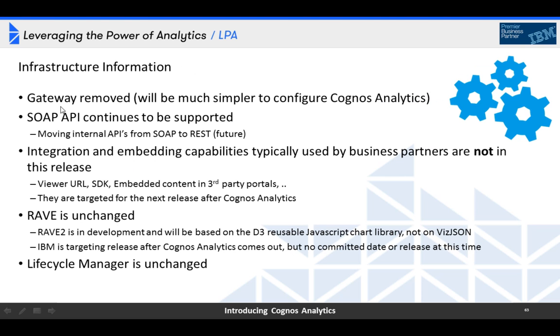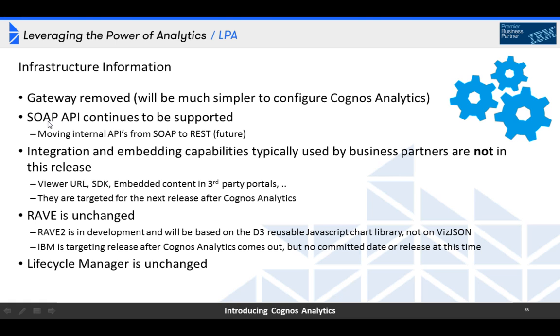From an infrastructure perspective, they have removed the need to configure a gateway. So the configuration, normally when you run setup in Windows, right, the setup is the easy part. Then you have to go and manually configure IIS to use the gateway. There is no more gateway in this new interface, and therefore configuration and installation will be simpler.